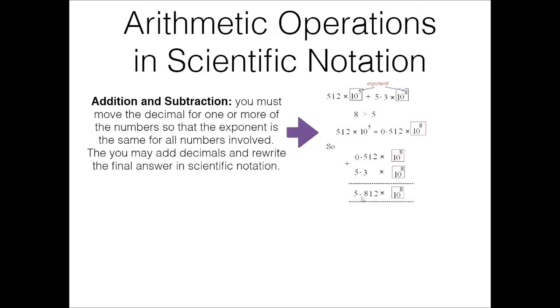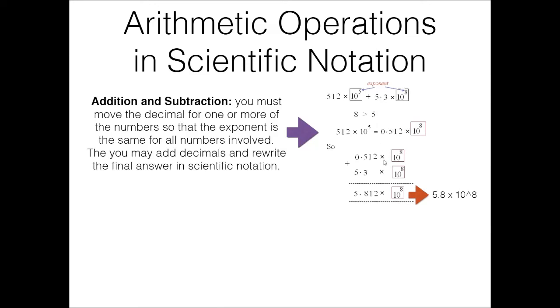Now you have to keep track of the rules. I can't have all of these digits. This is adding, so what I have to do is stop at the nearest tenths place, because my number that stops farthest to the left stops at the tenths place. So I round to the tenths place, okay? 5.8 times 10 to the 8th.